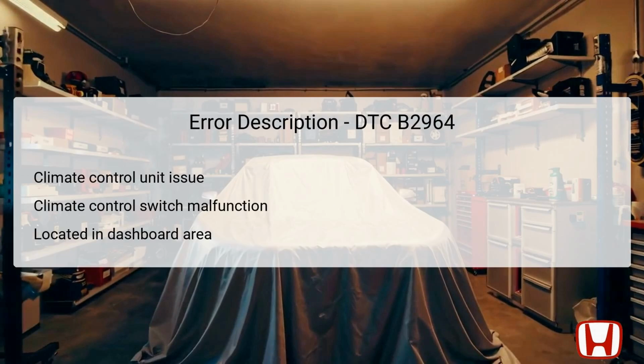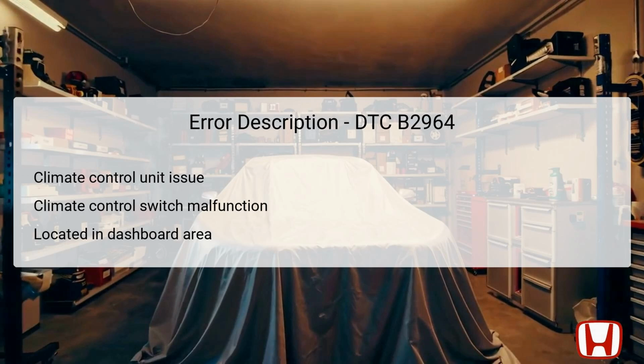DTC B2964 signifies a loss of communication between the climate control unit and the climate control switch. The climate control unit is typically situated within the dashboard and acts as a crucial component in managing the vehicle's heating, ventilation, and air conditioning (HVAC) system. This unit relies on input from the climate control switch, which allows the driver to manipulate the temperature settings and other aspects of the climate control system.